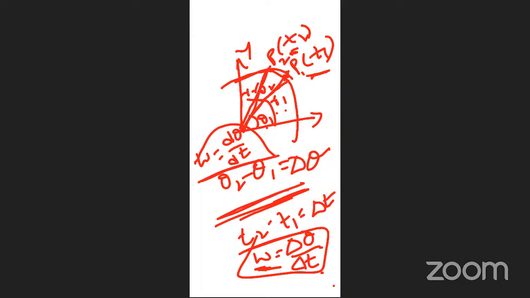What are the units of angular velocity? Radians per second, or revolutions per second. So that is the angular velocity. And another one is angular acceleration.